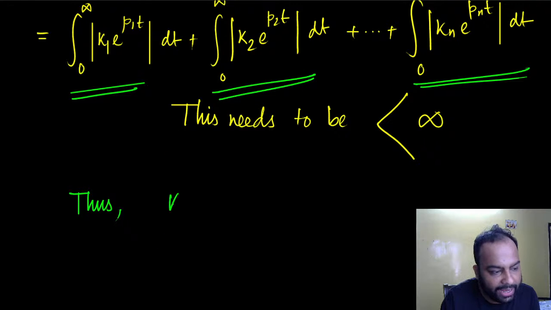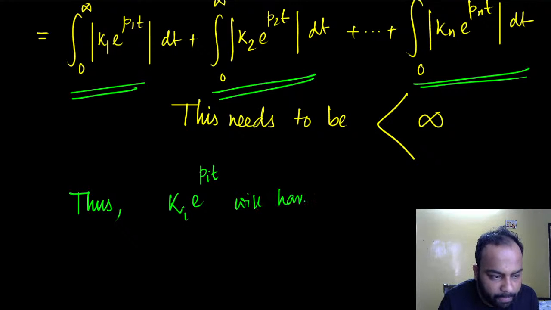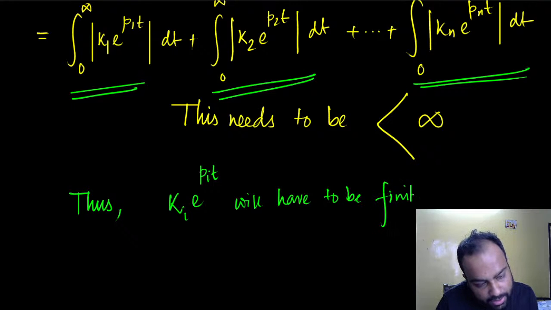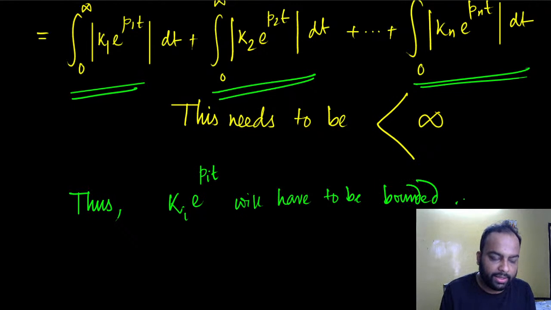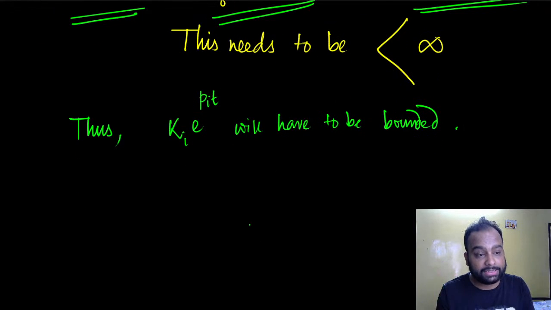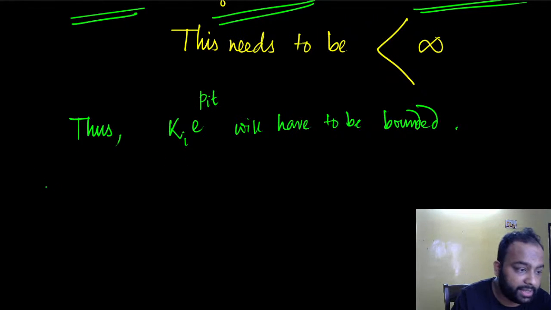So what I mean is that every single part, like ki e to the power pit, will have to be finite, right? Otherwise, rather, instead of saying finite, will have to be bounded, right? Will have to be bounded. Thus every single constituent part will have to be bounded. Now look at this.